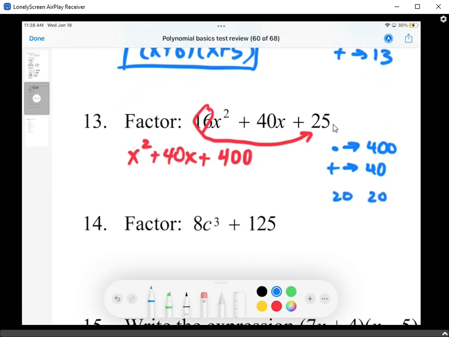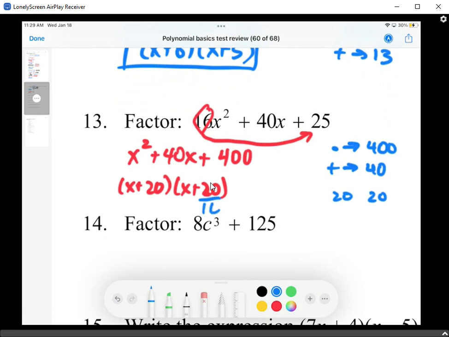20 times 20 is 400. 20 plus 20, of course, is 40. So this modified polynomial is x plus 20 and x plus 20. Well, here's the deal. x plus 20 and x plus 20, we still have to divide back this guy. Okay, don't forget about this last step. We slipped him down to the end. We multiplied it at the beginning. We have to divide it to put it back, right?